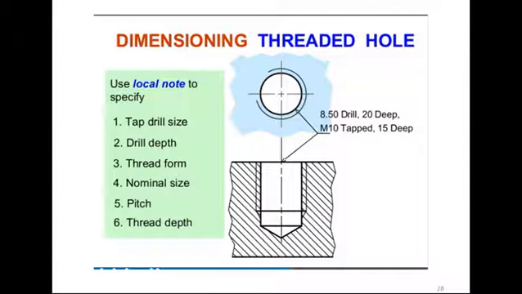Then, dimensioning of a threaded hole. When we have done the threading hole, we need to keep in mind the tap drill size, drill depth, thread form, nominal size, pitch, and thread depth. So here: 8.5 drill, 20 deep, M10 tap, 15 deep. This is the kind of information we need to provide.